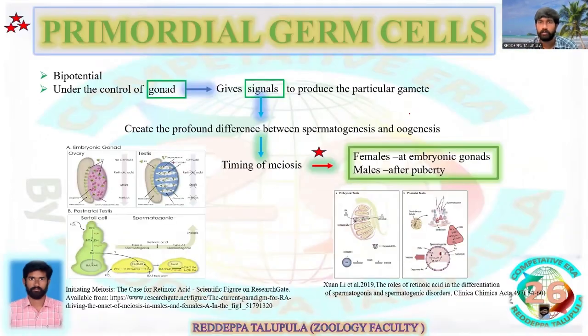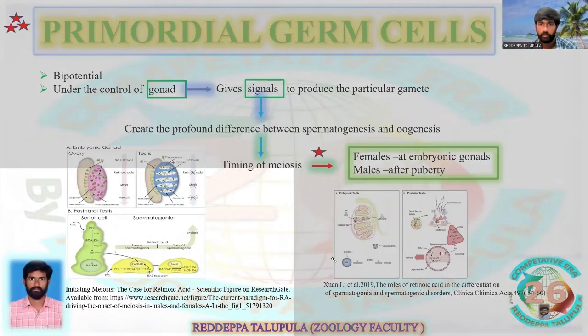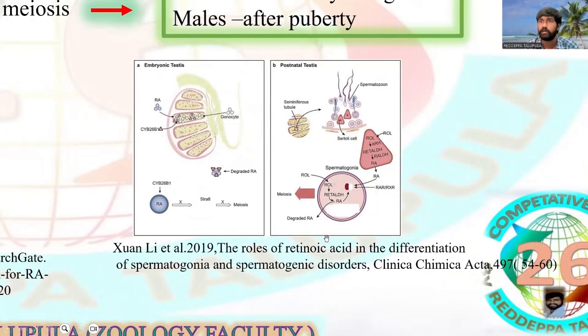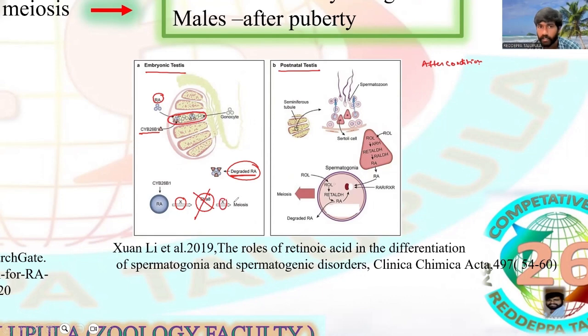Here in the testis, this is taken from another research article: embryonic testis, postnatal, and after puberty conditions are also available. See here, RA is present, CYP26B1 is present. It is the gonocyte. When these two come and bind to each other, degradation of retinoic acid happens. Conversion is stopped, so STRA8 is not there. Because of that, the occurrence of meiosis is stopped.